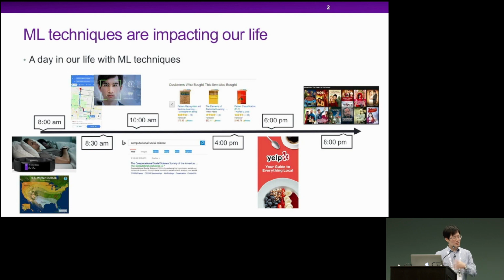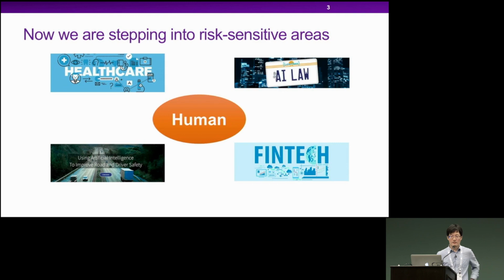So in the years ago, we just paid attention to the precision. We just did some performance-driven optimization on the machine learning techniques, right? But now, actually nowadays, it's different. Now the machine learning techniques are trying to step into some risk-sensitive areas, right? Such as the healthcare, the law, and the fintech.